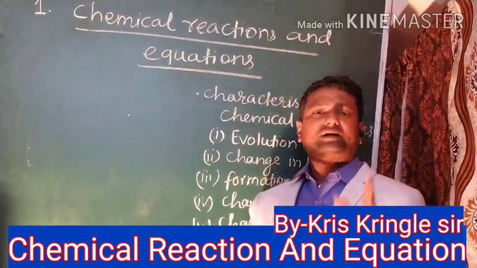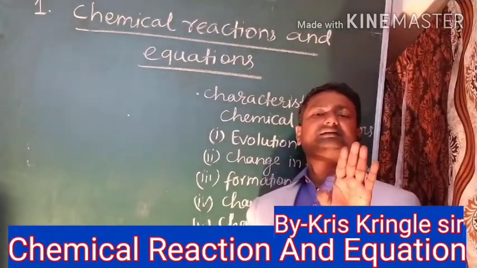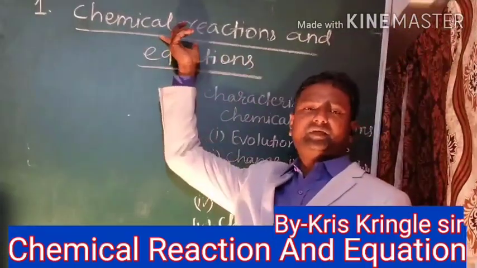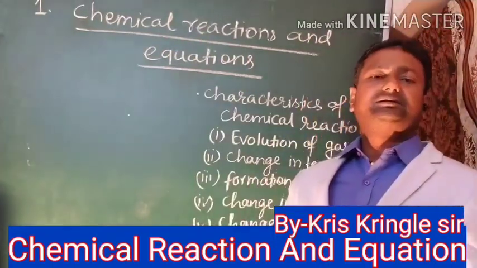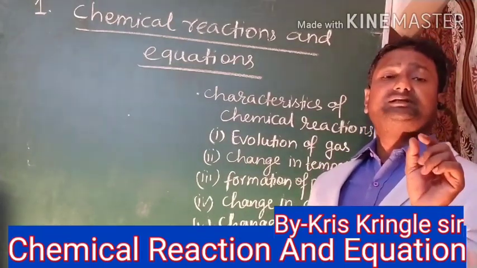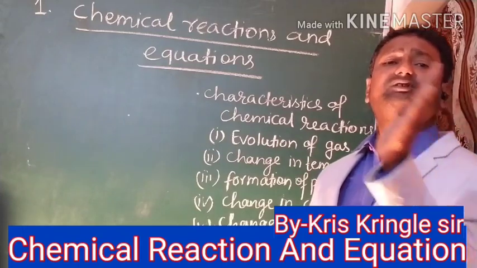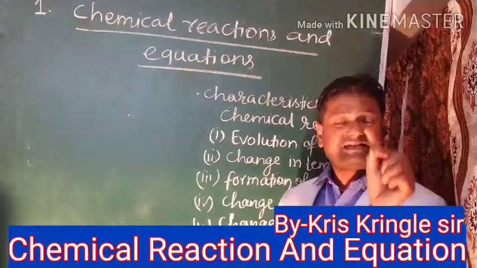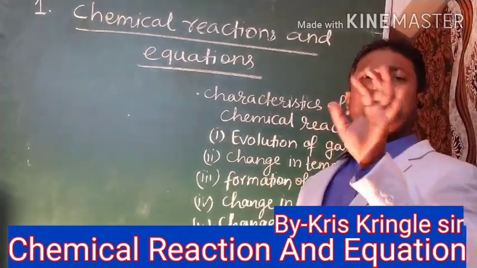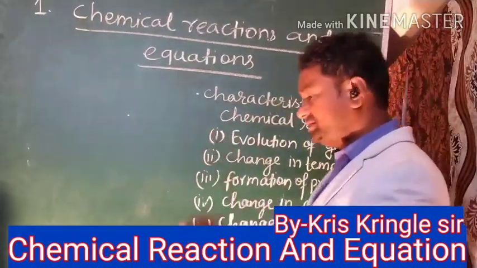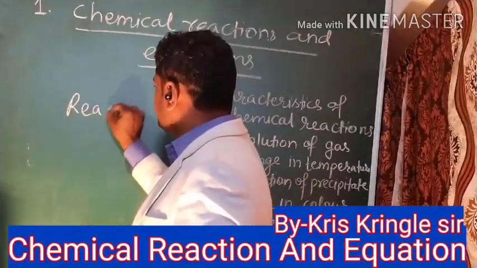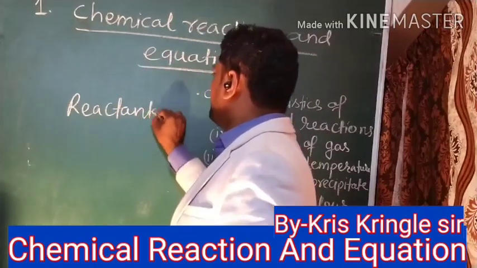Now, what is chemical reaction? After understanding the chemical change, we can define chemical reaction. Chemical reaction is a chemical change in which reactants are transformed into the products. What are reactants and products? Let us understand reactants and products.